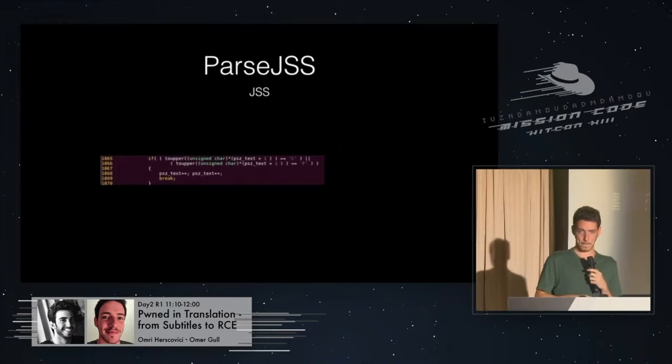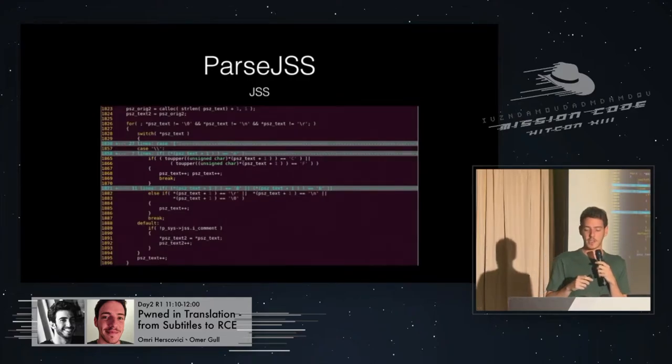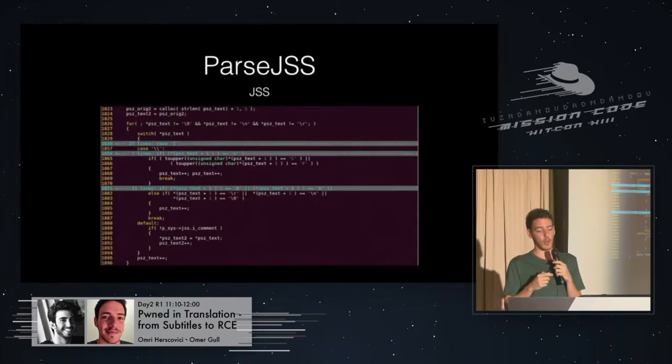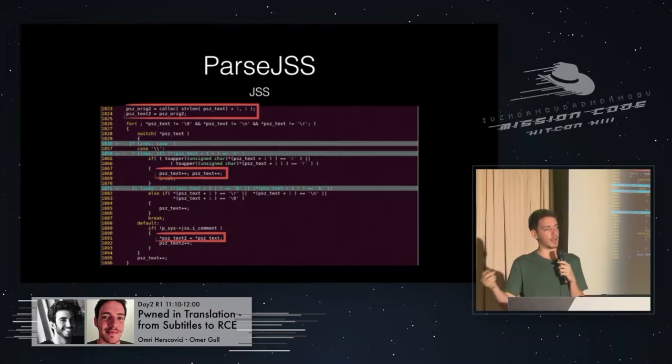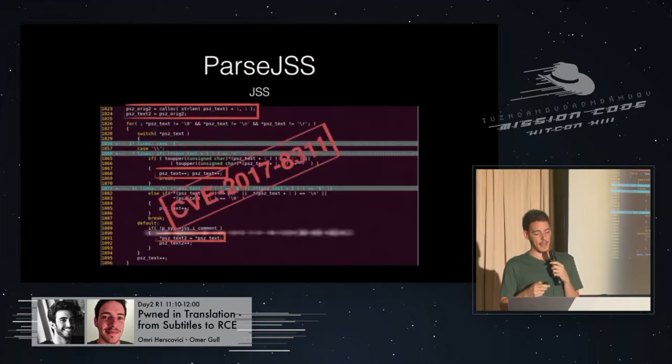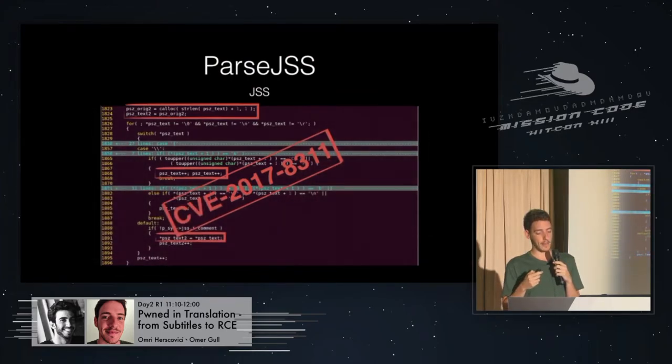So this entire chunk of code is within a while loop. And here is our double increment right there. And skipping the null byte, we actually remain in the while loop, copying from PSZ text to PSZ text 2. That's over there. However, PSZ text 2 is only the length of PSZ text plus 1. So while we are reading out of buffer at one place, we're also writing out of buffer at another. And this sixth vulnerability, a heap-based overflow, actually allowed us to ultimately run arbitrary code on the machine.